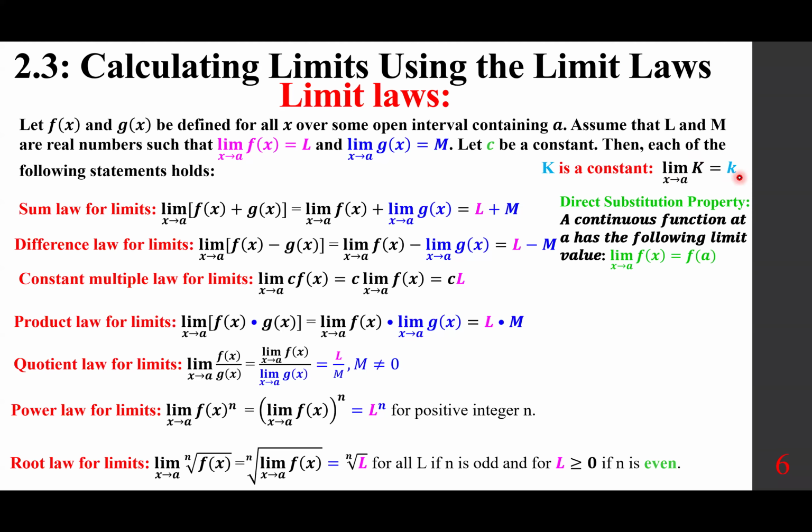Direct substitution property. A continuous function at a has the following limit value: the limit of f of x as x approaches a equals f of a. In short, you just plug in and you observe. Functions with the direct substitution property are called continuous at a.